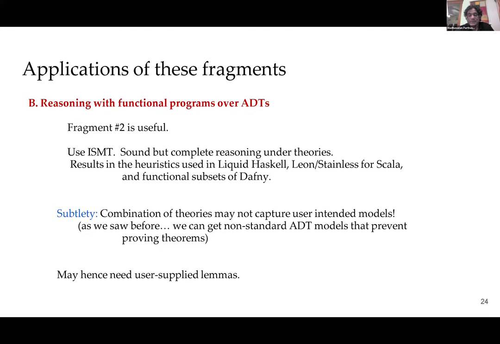Now, there is still a gap between first-order logic over theories and what we really want to do. And as we saw before, you get these unintended models because of non-standard models combining to give you unintended models. So that is a problem. In both cases, we need user-supplied lemmas to get over them. But as far as the first-order logic fragment that is formalized is concerned, these two are still complete, right? So the SMT will prove all valid theorems.